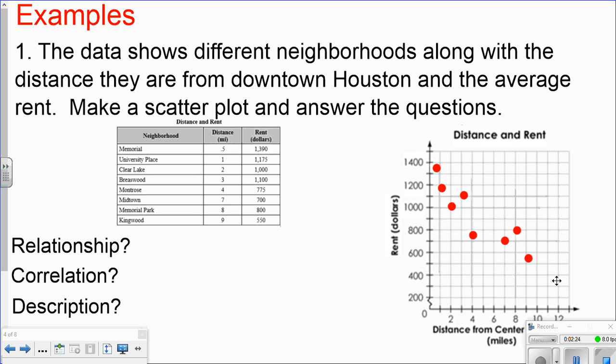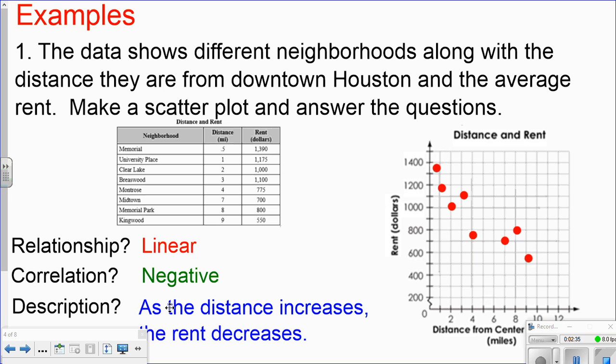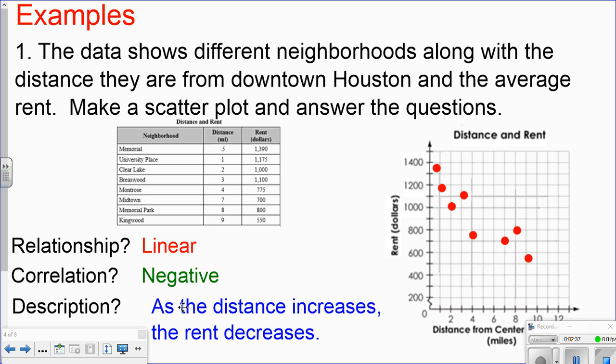a negative correlation. So yes, there is a relationship. It is linear and it is negative. And the way we would describe that, we would say as the distance increases, the rent decreases. So the further away you get from downtown Houston, the cheaper the rent is.